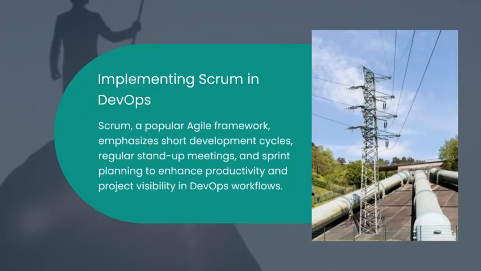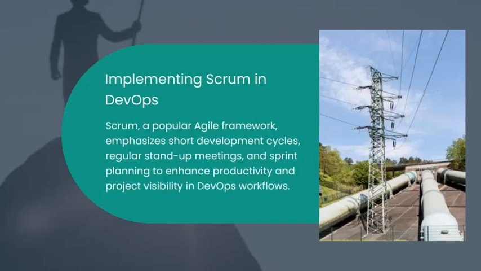Implementing Scrum in DevOps. Scrum is one of the most popular agile frameworks, emphasizing shorter development cycles, regular stand-up meetings, and sprint planning. So you define what exactly you want to develop in that specific sprint. When you have a shorter development cycle, you are doing a small but quality delivery. That's what Scrum and DevOps help you do.